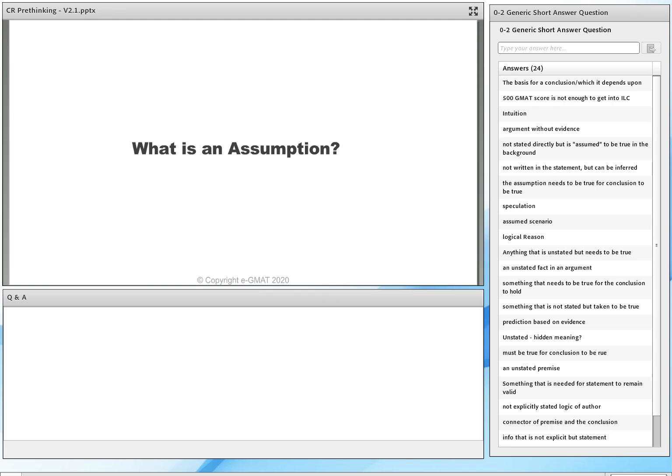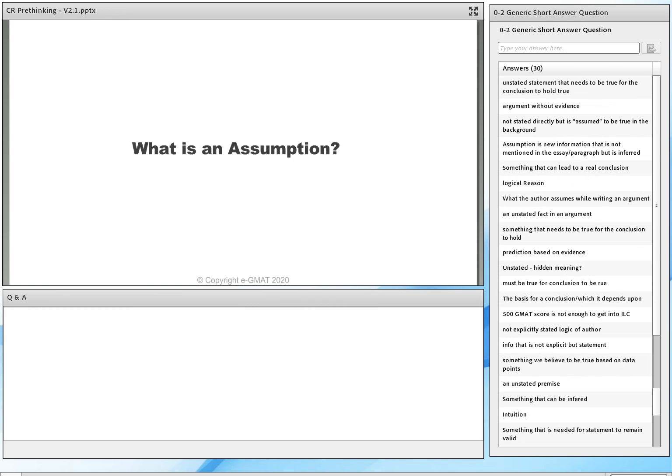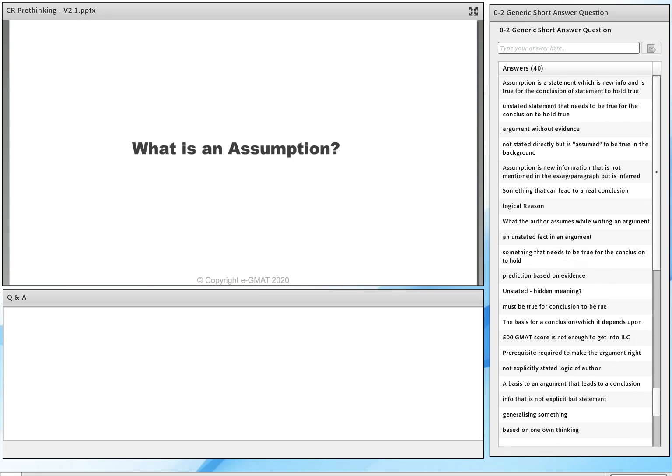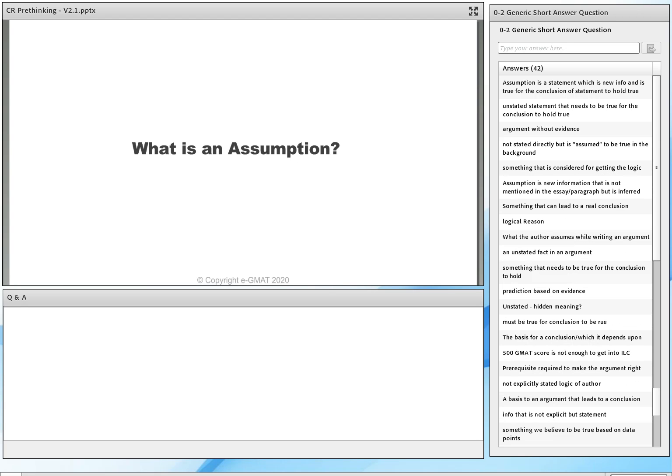All right, we have quite a few answers here in the short answer pod. Okay. Unstated statement that needs to be true for the conclusion to hold true. That's excellent. The basis for the conclusion, which it depends upon, pretty okay. Unstated is hidden meaning, yes. Prerequisite required to make the argument right. I won't use the word right, but I understand the sentiment. Generalizing something, no, it's not that. Something that logically connects the statements and the conclusion. Yes, an assumption logically connects the argument and the conclusion, but not everything that logically connects them is an assumption. Okay.